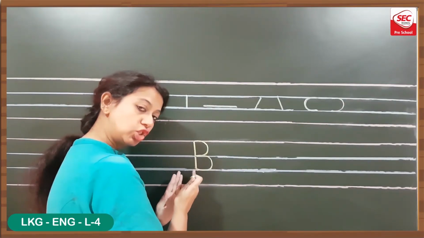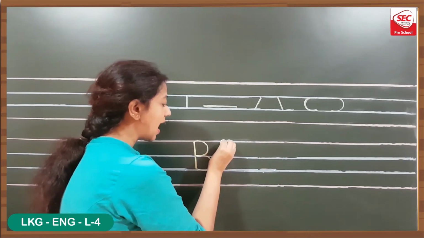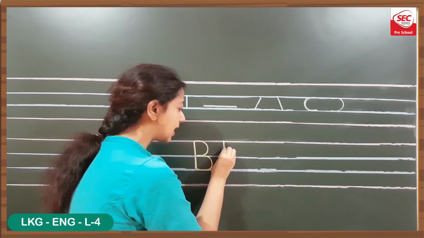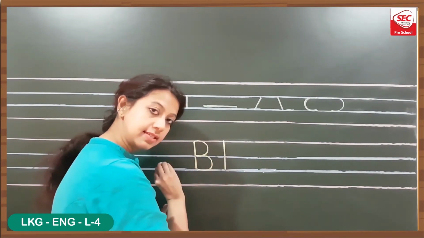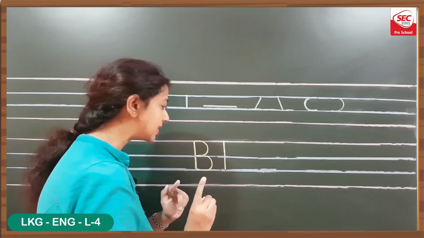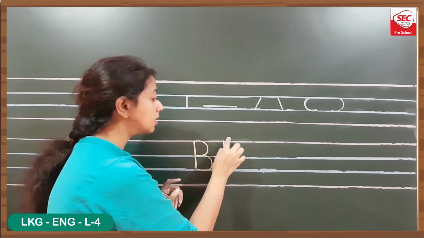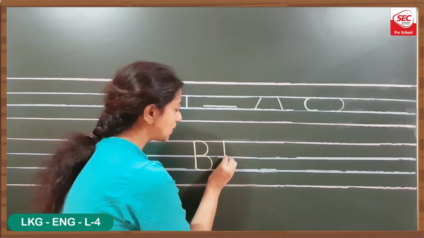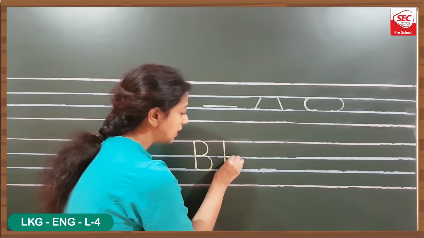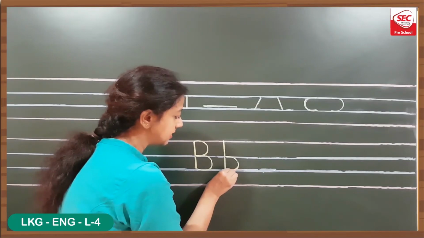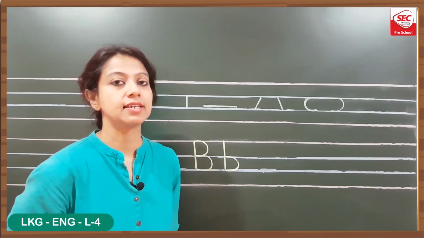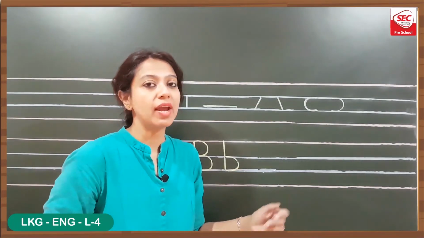So first, just like capital B, we'll have to make a long standing line using these 3 lines. And then in the next step, don't make any curve here. Just make a small curve in between these 2 blue lines like this. That's it. And our small b is ready.